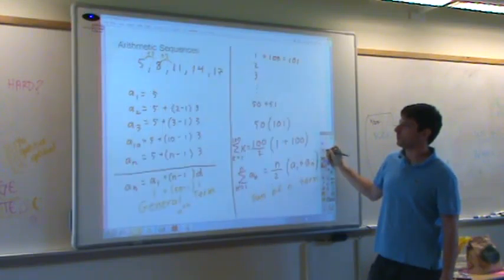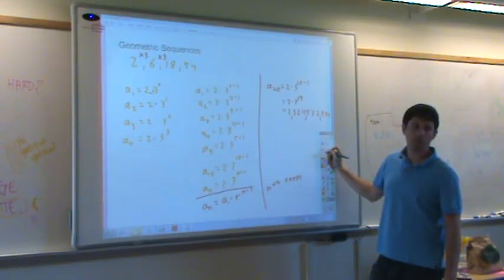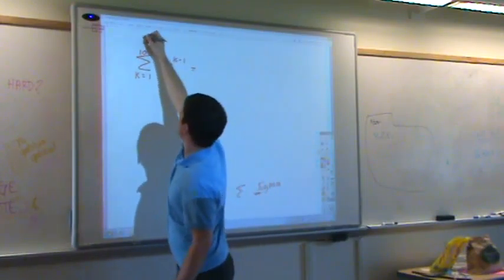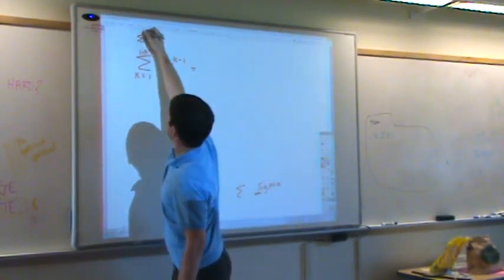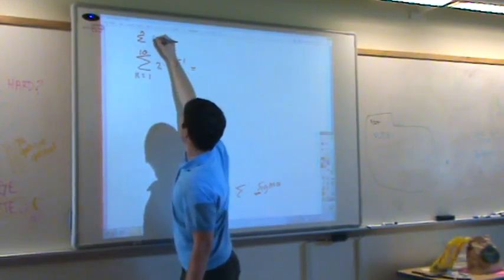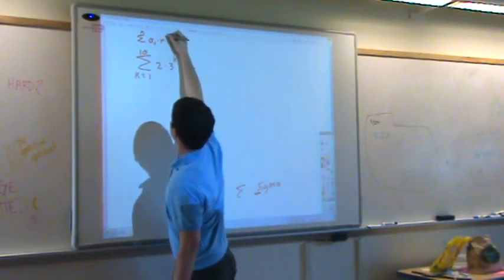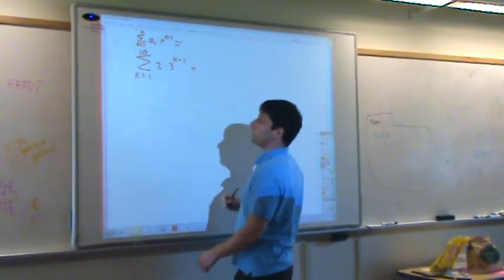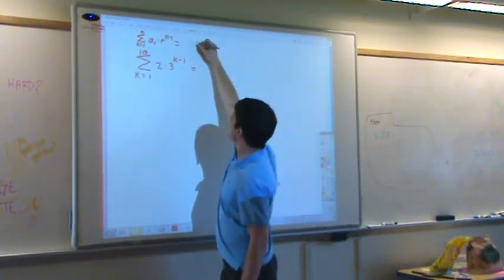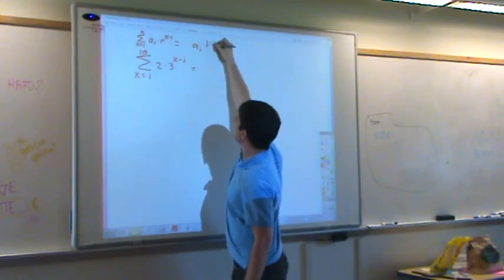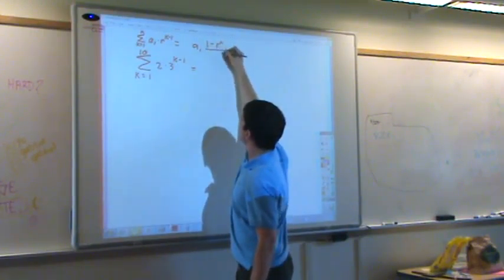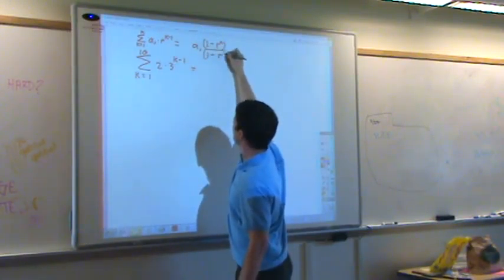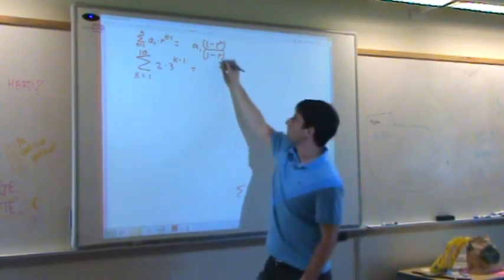I'll break out the formula in a second. There it is. 2, 6, 18, 54. So 2 is the A1. I'll write this out. The sum up to n, with k equals 1, of A1 times r to the k minus 1 equals, anyone remember the formula? The first term times. I'm going to put parentheses around these to remind you. When you do it on your calculator, you need parentheses.